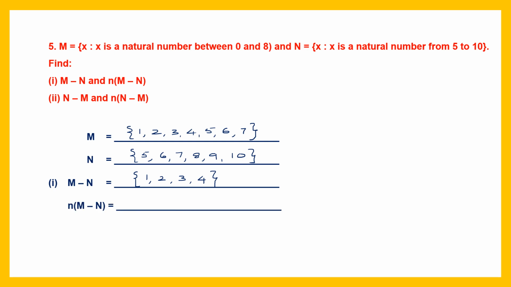Then we have to find the cardinal number of M minus N. Cardinal number means count the number of elements. 1, 2, 3, 4. There are 4 elements. So the cardinal number is 4.